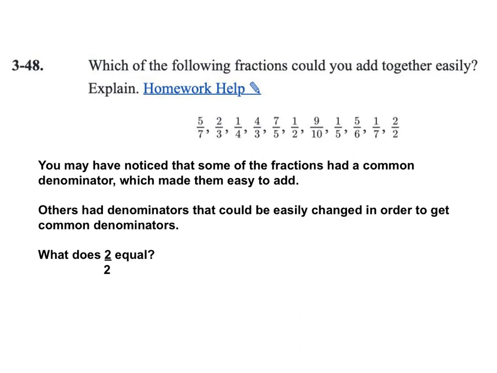So for this one, they just give you some ideas of what you might have said or how you might have grouped things together. So you may have noticed that some of the fractions had a common denominator, so those are easy to add. Others had denominators that could be easily changed in order to get common denominators. And then what does 2 out of 2 equal? So, noticing that equals 1 would make that easy to add to anything, because adding 1 to anything is just 1 more.